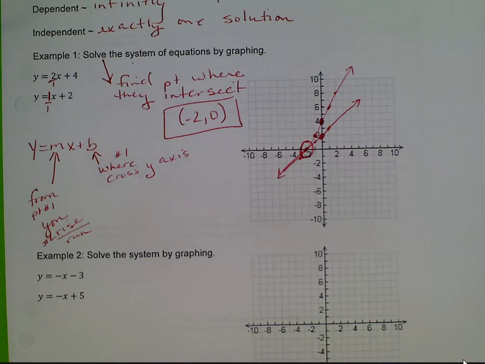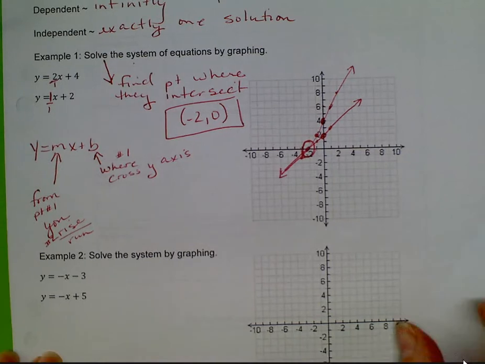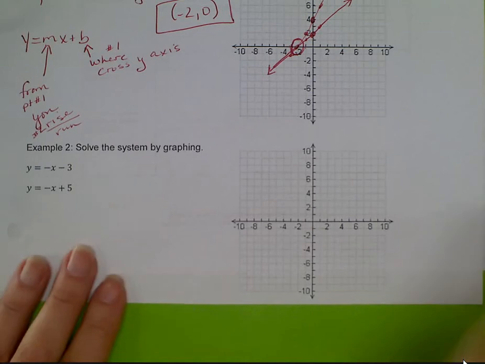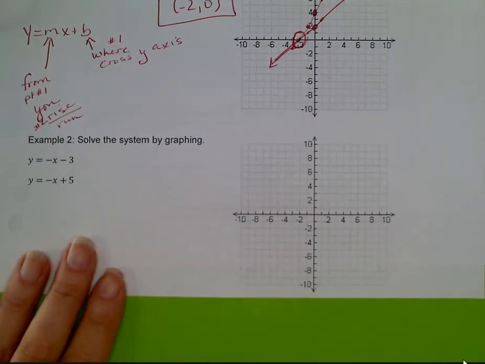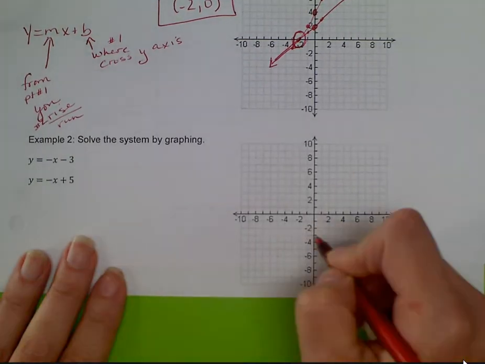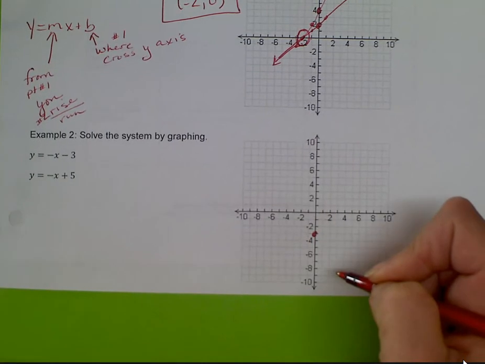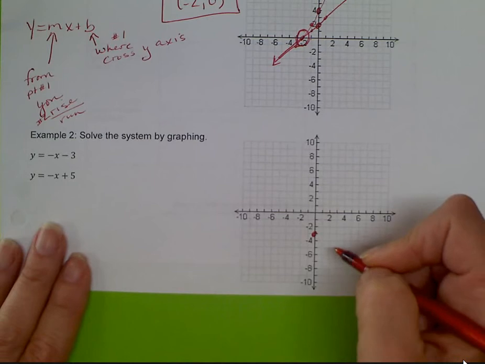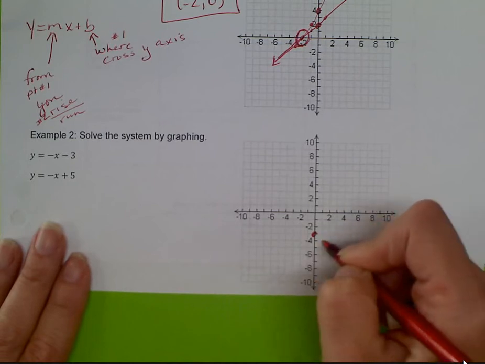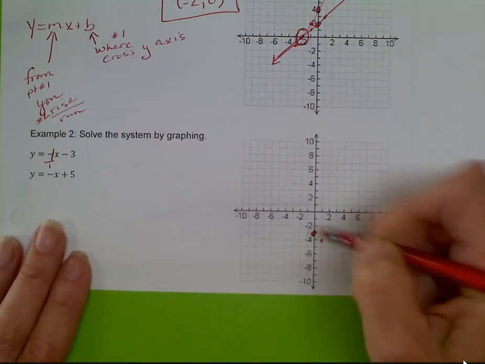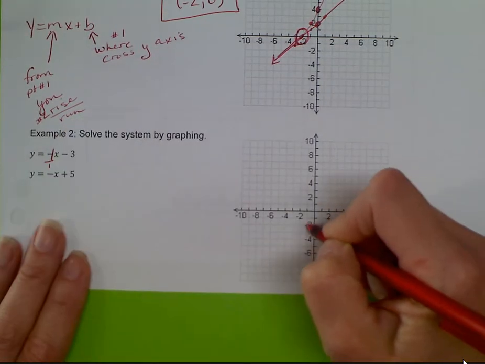All right, let's go to example 2. Solve the system by graphing. Sarah Ann, where's my point for the first one? -3. And where do I go from there, Sarah Ann? Good, go rise over run. Now there's not a number there, so it's automatically 1. So go down 1 over 1, down 1 over 1.